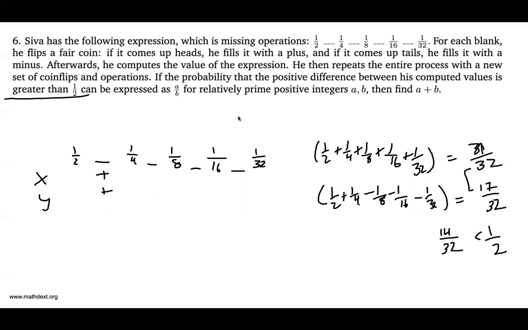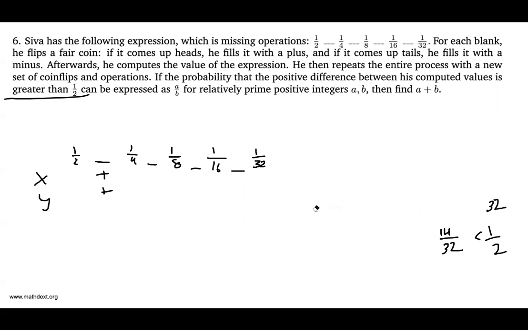Okay, so in order for the positive difference to be greater than 1/2, our first condition is that the two signs in front of the 1/4 have to be different. So one of them is going to be a plus and one a minus. And this will happen with probability 1/2, because no matter what the sign is for x, there's one out of two possible signs for y, either a plus or a minus.